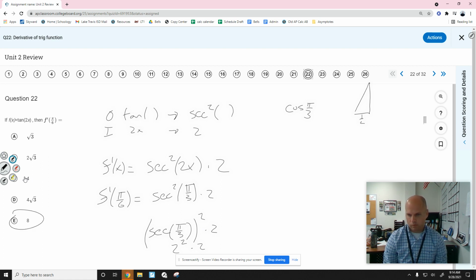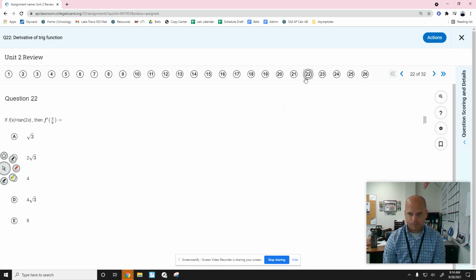If you didn't do the chain rule right, maybe you just end up with 4. You forgot about this last 2. Okay? Pay attention to details. Do the work first, then look at the answers.